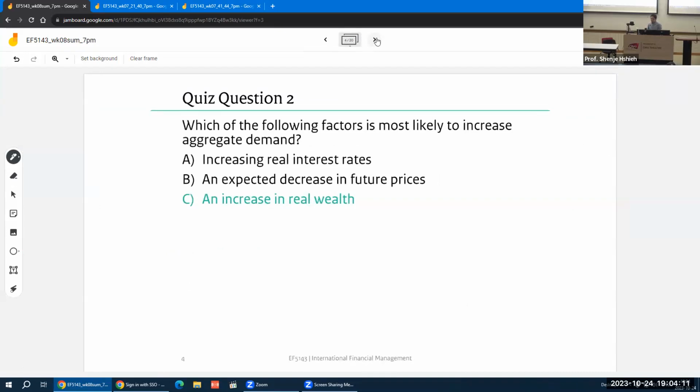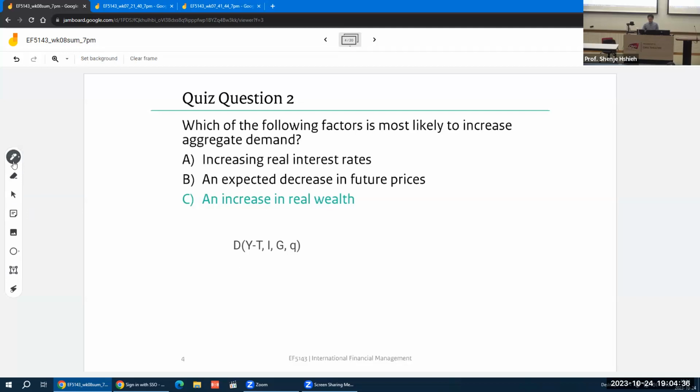All right, question 2, which of the following factors is most likely to increase aggregate demand? So a review of how aggregate demand is parameterized, right? Demand is a function of Y minus T, I, G, and of course, Q, right? And all we have to do is look through A, B, and C and see how changes in any of those parameters appear in A, B, and C and how that changes D. All right, so A, increase in real interest rates.